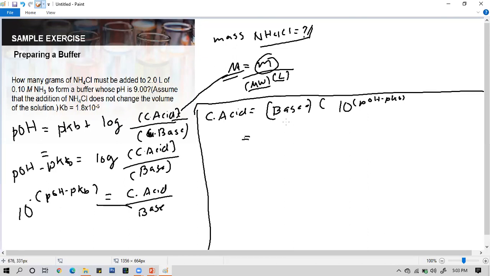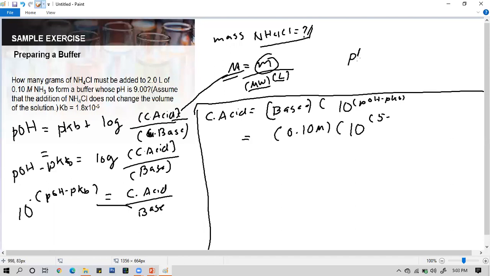Okay, what is the concentration of our base? How much? 0.10 molar of ammonia. Then 10 raised to, what is our pOH? Sir, pH is what is written here. Okay, that was already taught, pH plus pOH is equal to 14. So 14 minus 9, that becomes 5. Sir, what about the pKb?